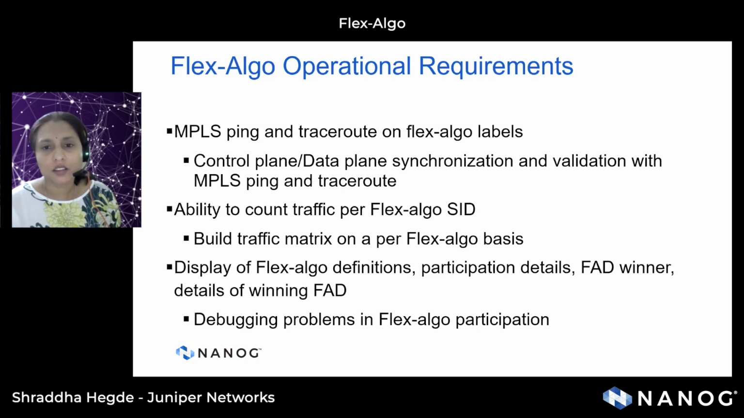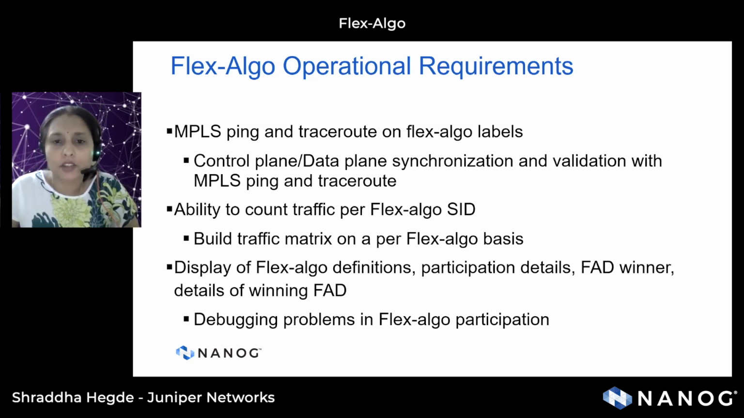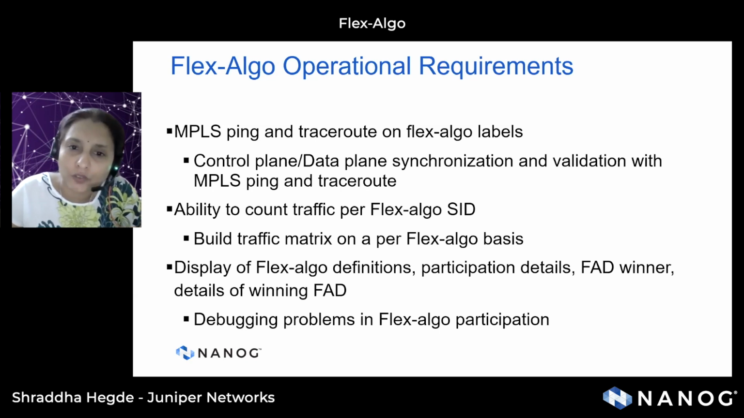So the next thing is some of the requirements for debugging. For example, there may be certain problems in the network, misconfigured FlexAlgo definitions, like if you have configured FAD on two nodes and there are some config mistakes, and then you may have to debug that. To be able to debug this kind of problems, it's useful to have display of flex algorithm definitions, and which nodes are participating in which flex algos.